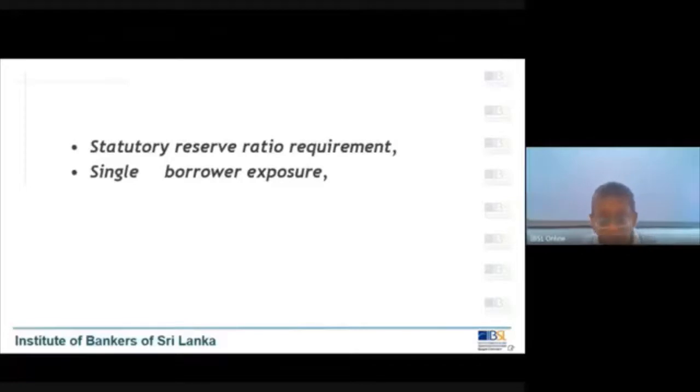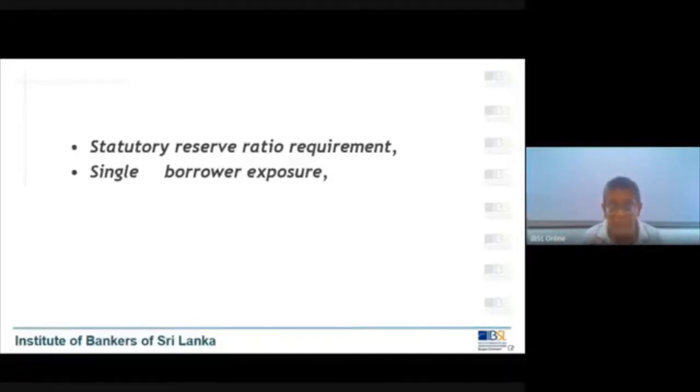That means a financial institution cannot give loans to one single customer beyond a limit. Suppose you are diversifying your risk by not giving loans to one customer. So under single borrower exposure, according to the Central Bank of Sri Lanka, a bank can give a maximum of 30% of its capital to an individual borrower. Individual banks can have different amounts, but according to the Central Bank, a bank cannot give more than 30% of its capital to one single borrower. For a group of companies, yes, a bank can give 33% of the total capital, right?